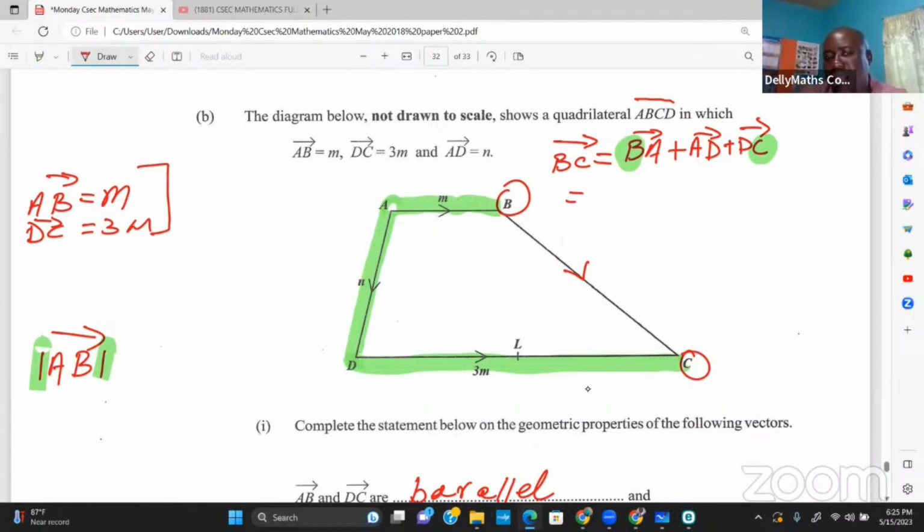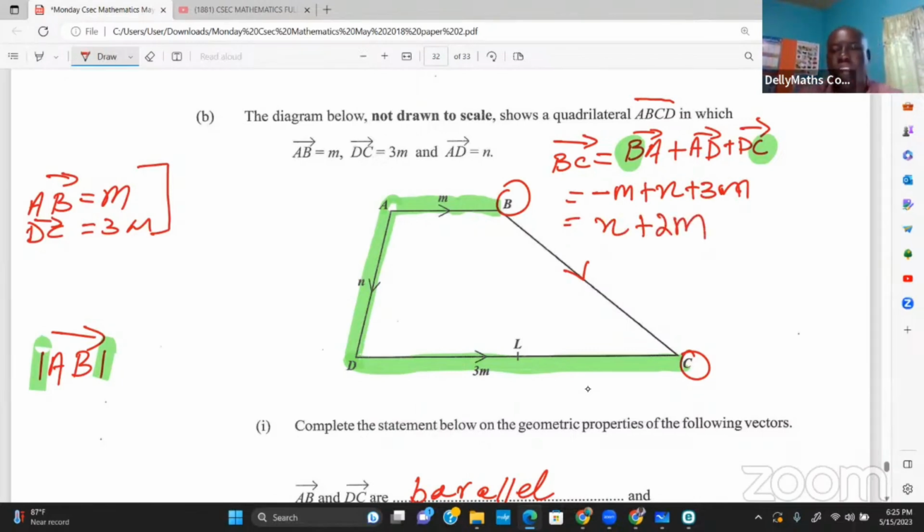Now let's look at BA. We're going the opposite direction of that. So we're going to go negative M because the direction changed, we're going this way, right? Now let's take a look at the next one. We're coming the right direction, so it's going to be plus N. And DC, I'm going the right direction as well, so it's 3M. Let's add, simplify. So I'll have an N and a positive 2M.